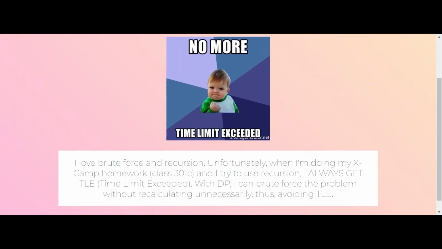So second, why is DP my favorite algorithm? No more time limit exceeded. That's kind of self-explanatory. Well, I love brute force and recursion, but when I'm trying to do my XCamp homework and I use recursion, I always get time limit exceeded. But with DP, I can brute force the problem without recalculating unnecessarily, avoiding TLE.